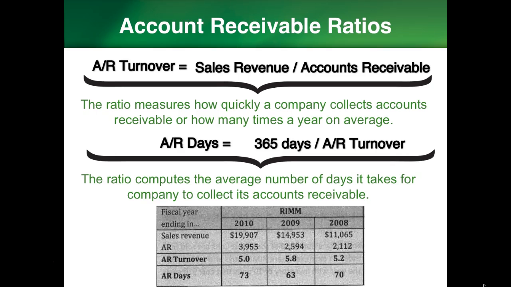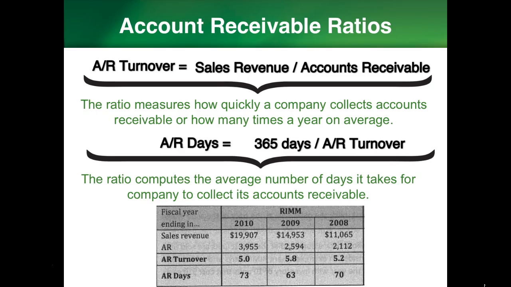Commonly used accounts receivable ratios are accounts receivable turnover, that equals sales divided by accounts receivable. The ratio measures how quickly a company collects accounts receivable or how many times a year on average. On average, the ratio ranges from 6 to 12. A ratio of 12 indicates that on average the company makes 12 collections of accounts receivable every year. Companies' credit policies will ultimately determine if the ratio is favorable. If they have credit policy payable in 30 days, ratio of 12 will indicate that the company collects right on time.